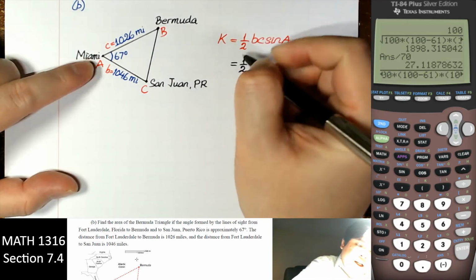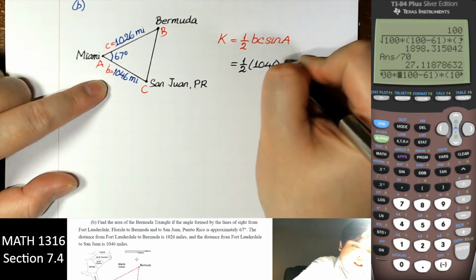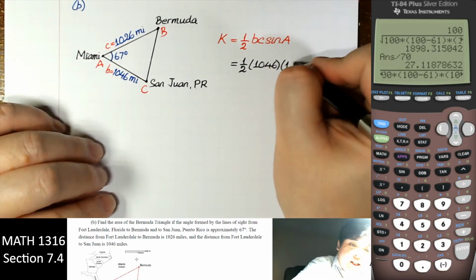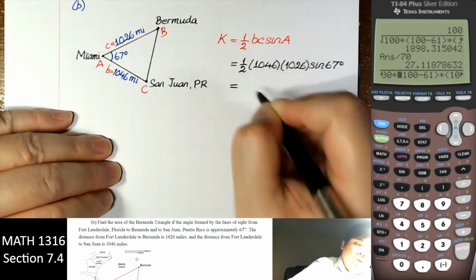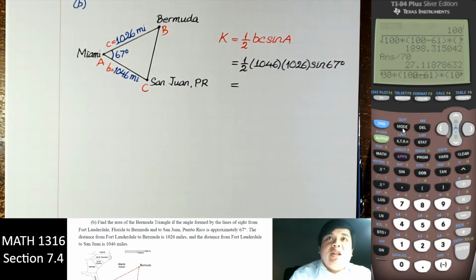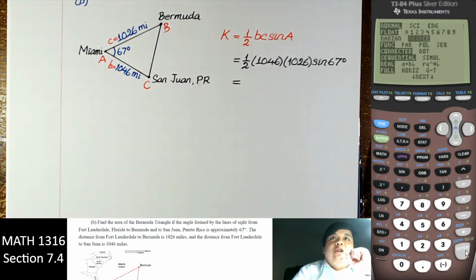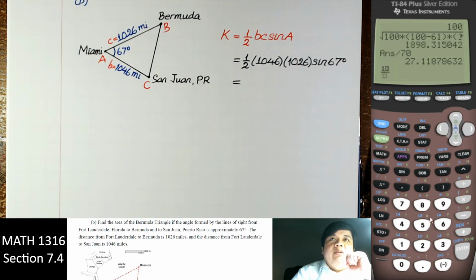So 1/2 b, 1046, c, 1026, and the angle in between, 67 degrees, right? Make sure it's in degree mode because we have degrees, so change that to degrees. And 1/2, or just type 0.5.